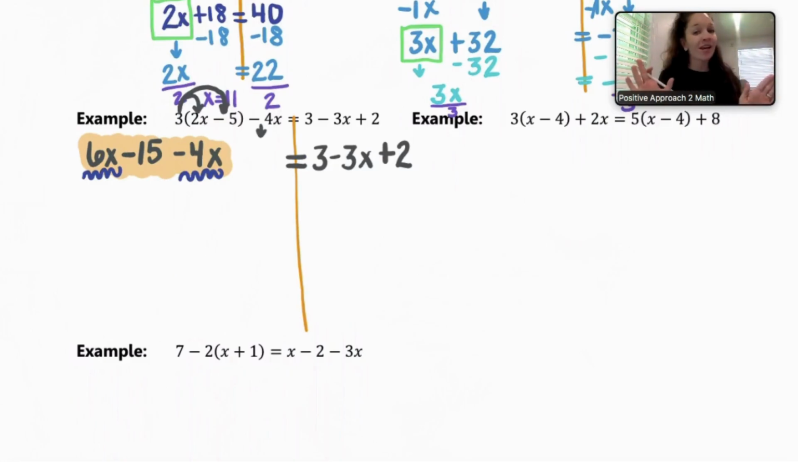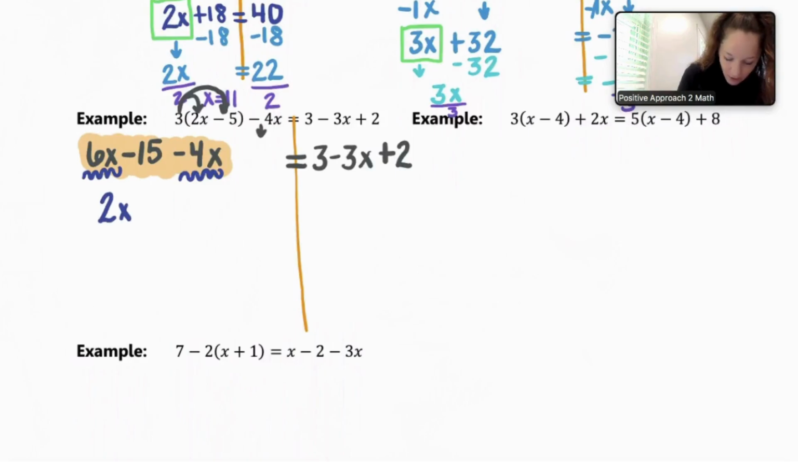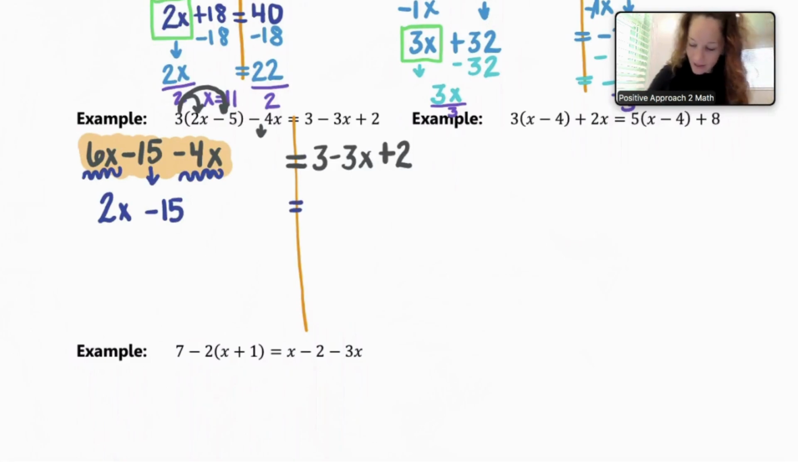I'm not changing any operation because I'm not moving anything over the bridge. It's all staying on that left-hand side of the bridge. So 6x minus 4x will give us 2x. We're not touching that minus 15 because it doesn't have any friends to combine with. So we're just going to draw our arrow so we know to bring it down. Okay. And now we're going to look at the right-hand side. We'll put that in pink.